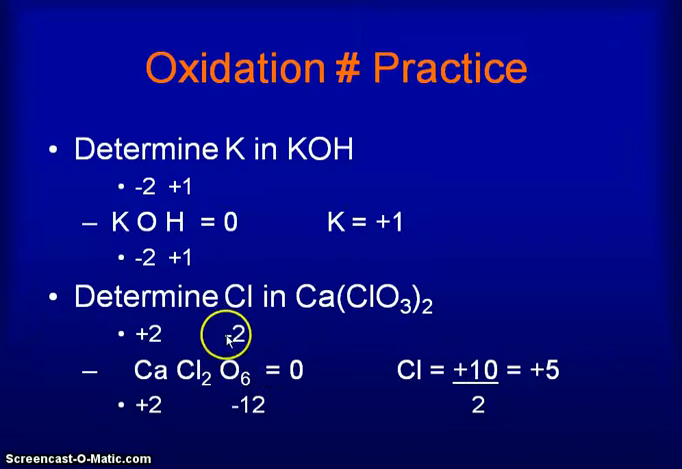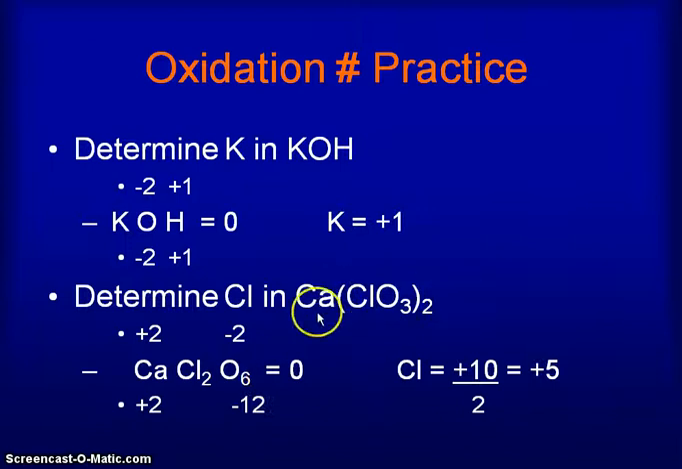Oxygen, we know from the oxidation rules, is -2, and there are 6 of them here, so that means that total I'm getting -12. Calcium is in group 2, so it's a +2, and I only have 1, so I have +2 total for my calcium.